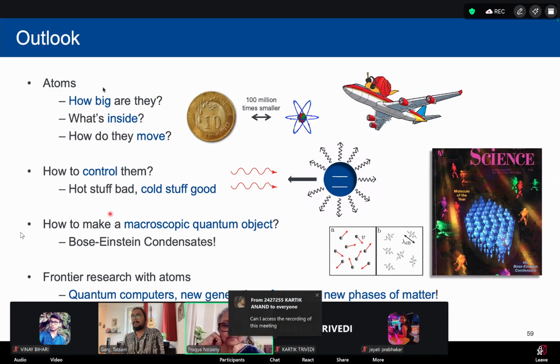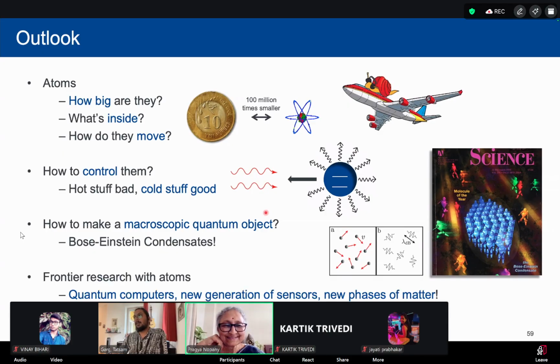So you said something about a single atom being trapped in a laser. You showed one picture also. So how is that done?